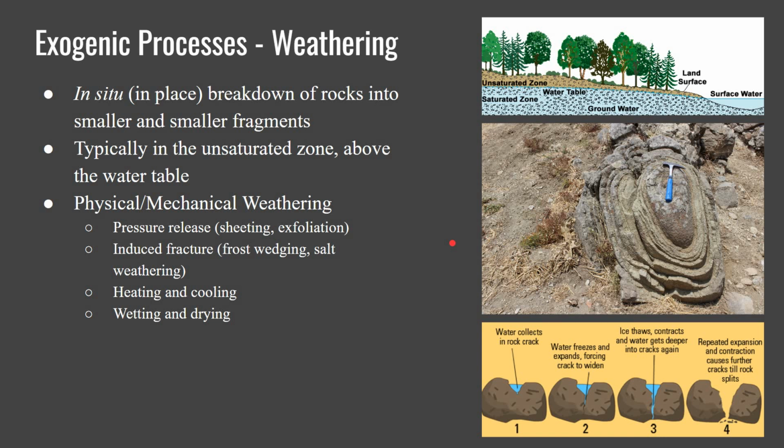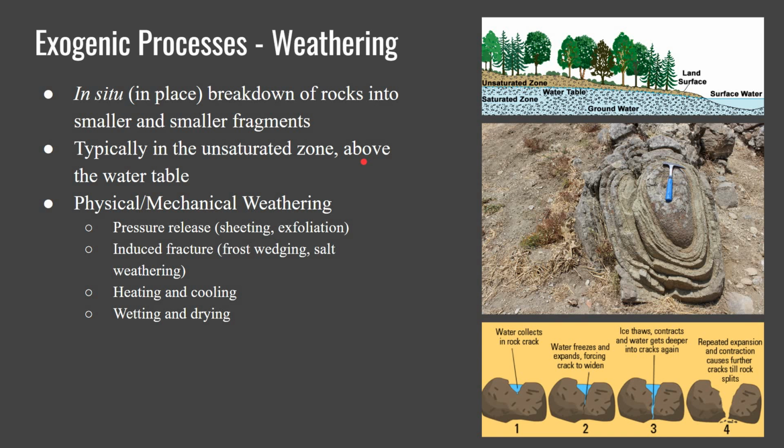So weathering must take place in situ, or in place. So whatever it is, the rock, for example, is broken down into smaller and smaller fragments, but the fragments themselves don't move. Weathering takes place in the unsaturated zone above the water table. And there are two types: there's physical and chemical.